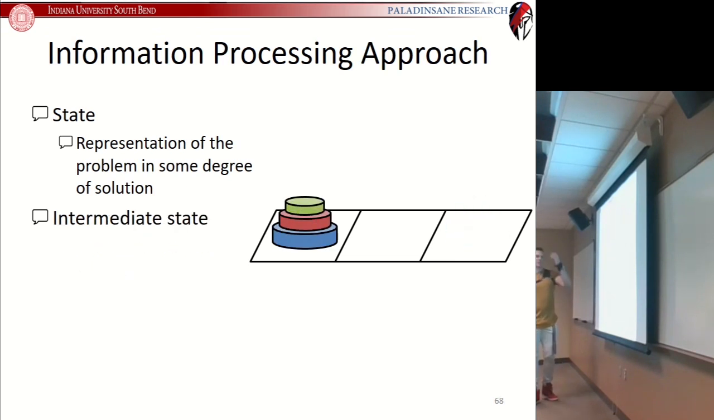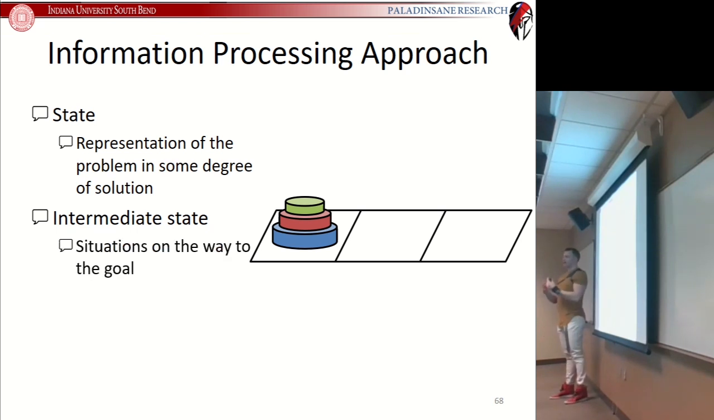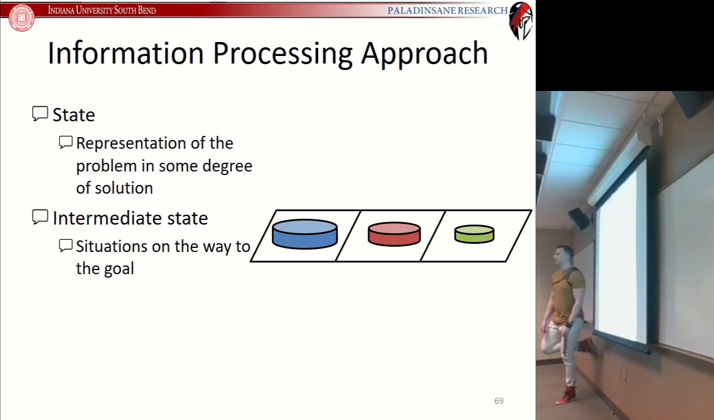And then the last type of state is the intermediate state. And the intermediate state is basically any situations, any states on the way to the goal. So these are any sort of possible middle parts to this solution. So one intermediate state for the Tower of Hanoi would be that configuration right there. That is a possible place that you might find yourself on your way to the goal state.